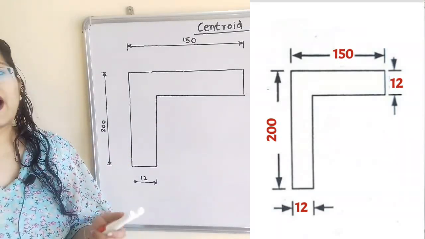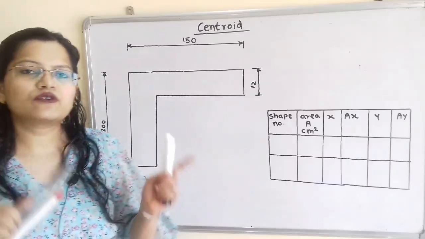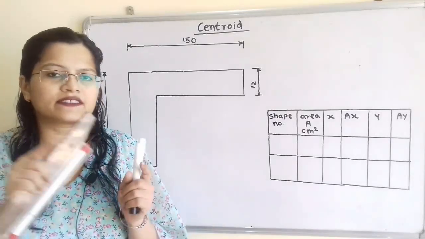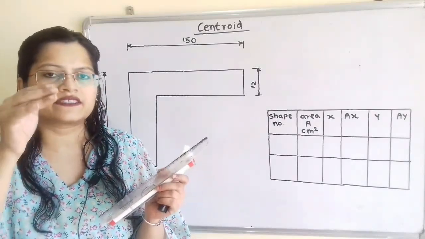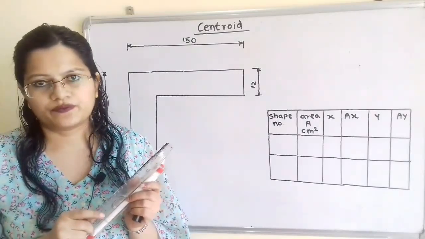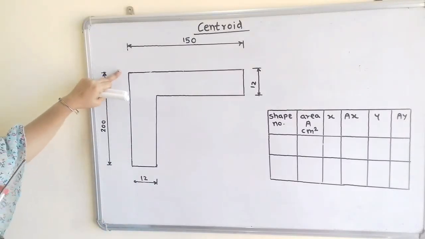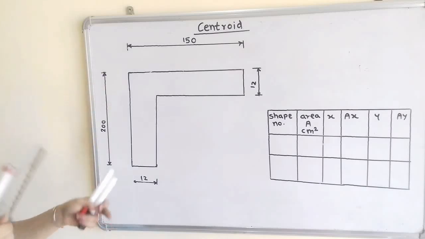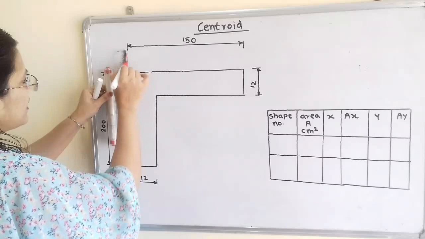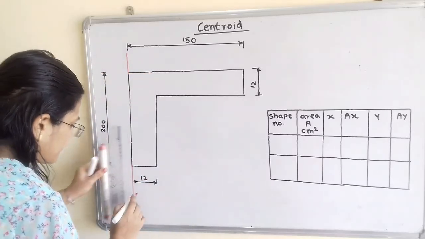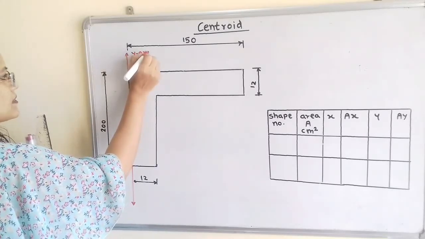The first step, we have to select the x-axis and y-axis. We have to select them in only one particular way such that all the values of x and y should be positive. For that, this vertical line, that is part of this shape, I will select as the y-axis. So I will extend the vertical line with the help of a red marker, and this is known as the y-axis.